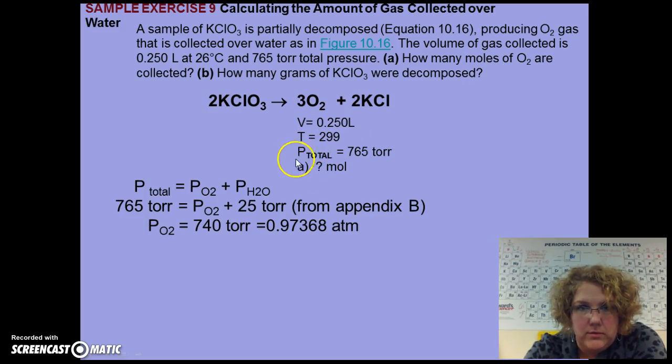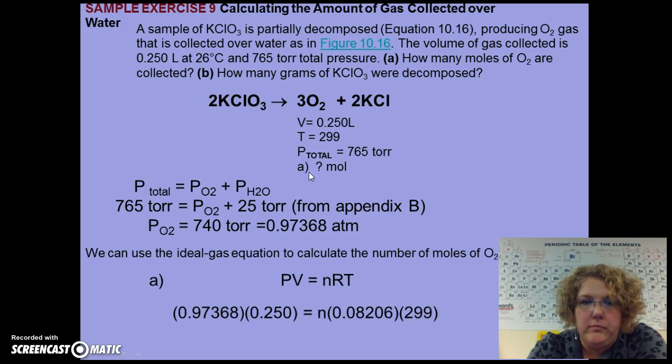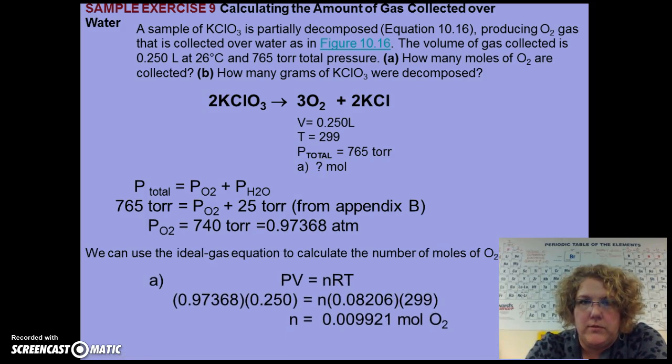Okay, all we had to do was figure out the precise, exact, correct pressure, and then do PV=nRT to solve for moles. So that's how many moles of oxygen there are.